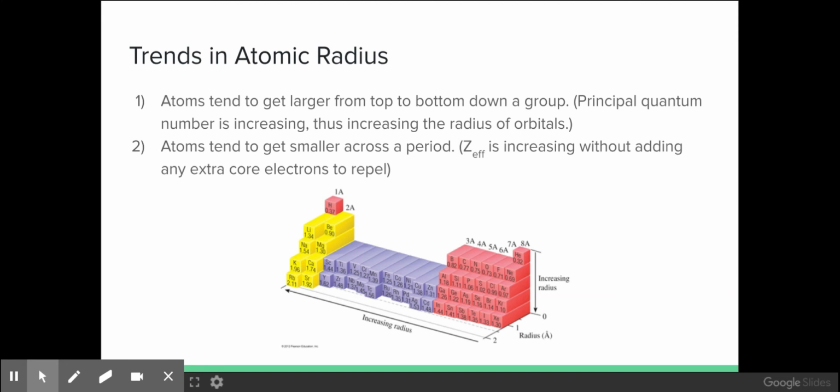Here are our two trends in terms of atomic radius. Atoms tend to get larger from top to bottom down a group. So if I look at my alkali metals, rubidium is the biggest, or it has the largest distance to its outer shell. The principal quantum number is increasing. It's increasing the number of orbitals. It's also increasing the radius of those orbitals.